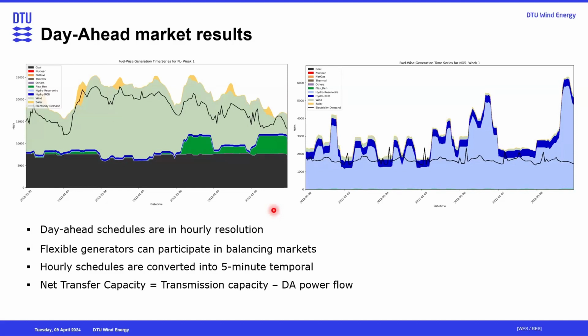So you can see here the fuel-wise generation time series for Poland as well as for one of the regions in Norway. What you can see is that in Poland in this week, the base load is coal. And I think it's for 20... does it say which scenario this is? By looking at renewables, we can guess. Yeah, it's very low wind and solar, so probably it's the 2025 scenario.